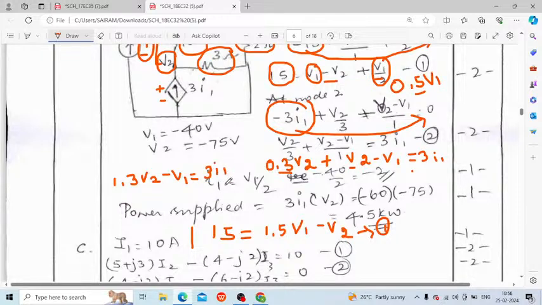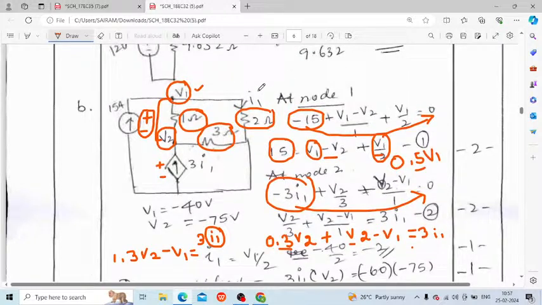Now we have to find I1, right? We have to find I1 because you can't take this as an equation and put it in the calculator, because there is an I1 here. You need to find I1. So what is I1? V1 by 2. How V1 by 2? Because I1 is flowing through this 2 ohm, right? And the voltage across this 2 ohm is V1. So that is why I1 is equal to V1 by 2.